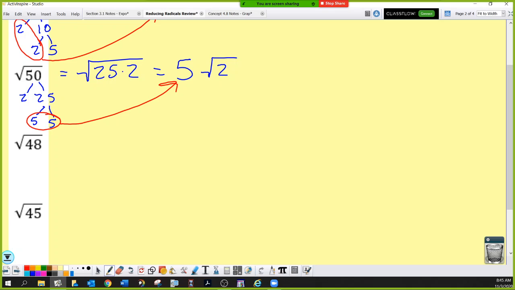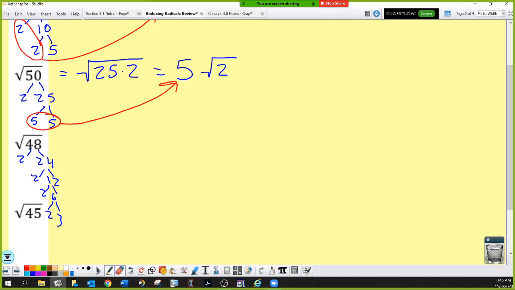48. 48's a special number. It comes up a lot. I don't know why. Honestly, I don't know why. But it comes up a lot. Algebra 1. 2 times 24. 2 times 12. 2 times 6. Oh no. 2 times 3. Look how much work I had to do.